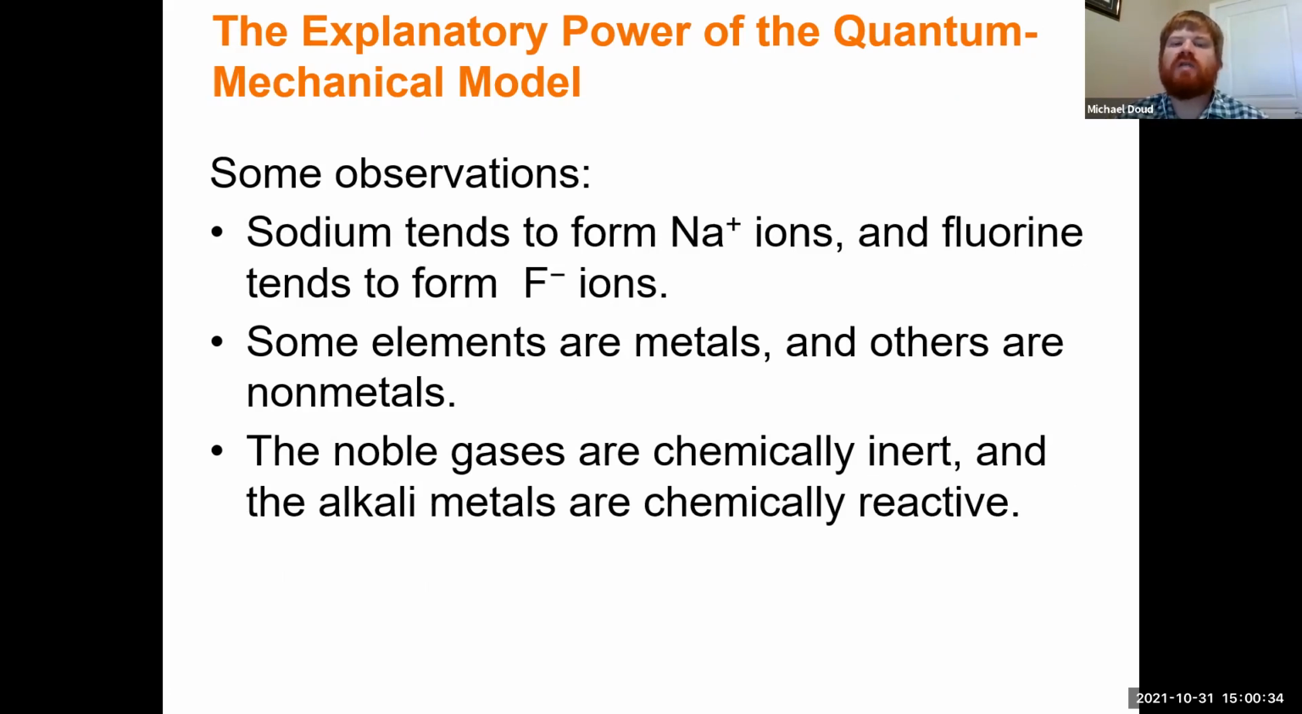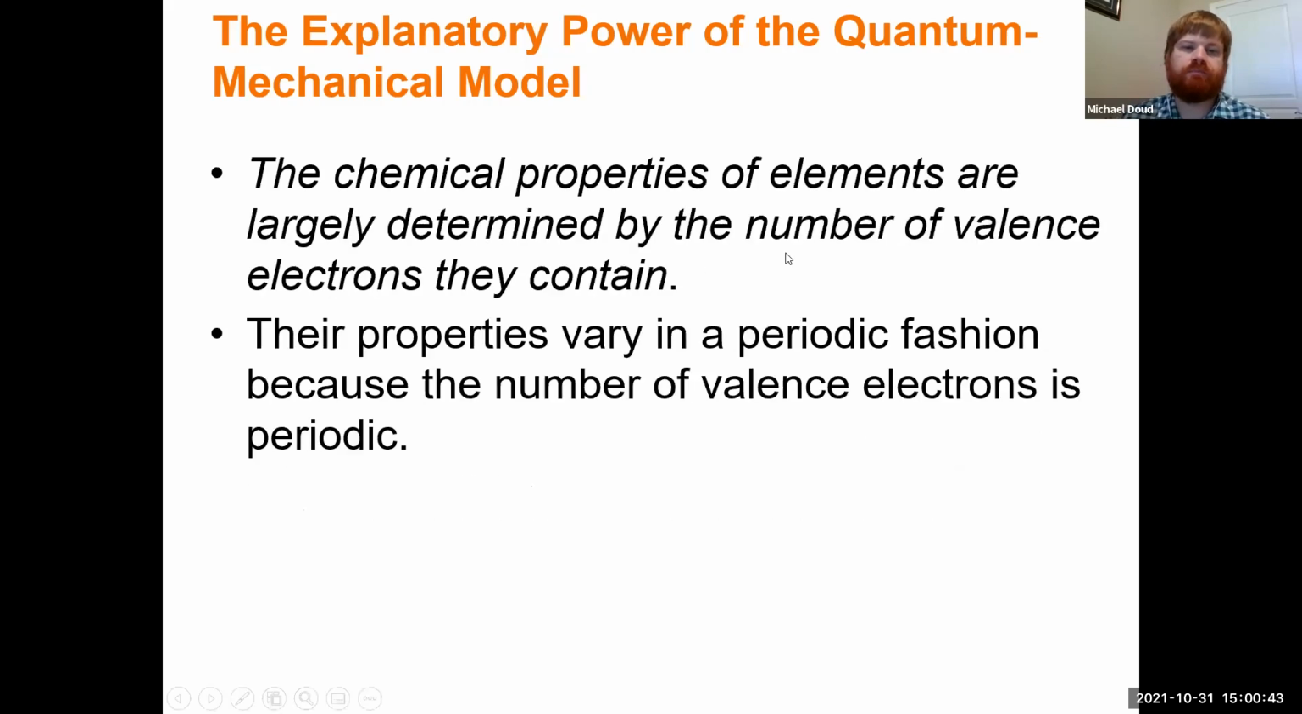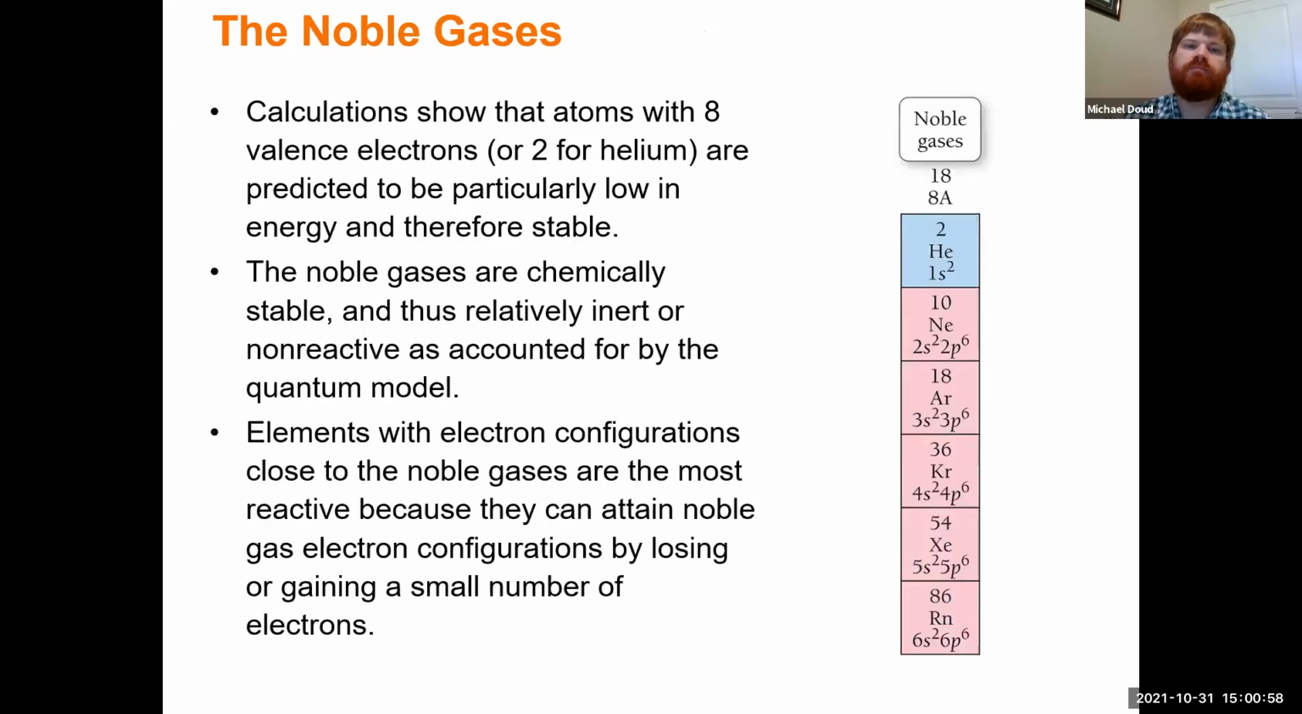Now, what else do we know? Some elements are metals and others are nonmetals. And why is it that noble gases are chemically inert while the alkali metals are very reactive? Well, as it turns out, the chemical properties that we talked about are determined by the number of valence electrons that they contain. And those properties vary in a periodic fashion because the valence electrons vary periodically as well.